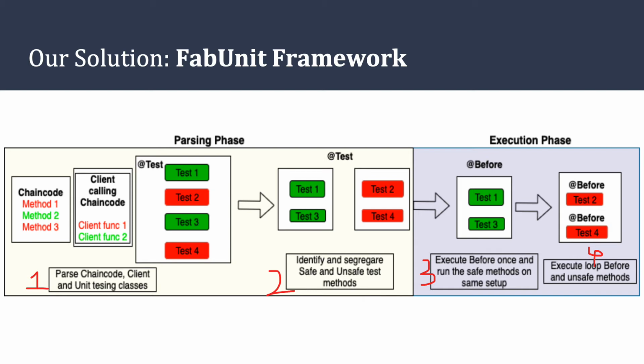The second phase is the execution phase. In this phase, we tweak the original execution flow to reuse the setup. We extended the JUnit4 runner class to create our own Fabric unit runner class. Have a look at step 3. The execution first runs the before method and then runs all the safe methods and the first unsafe method. And finally in step 4, we run the sequence of the loop of before and unsafe methods. This reuse of setup is expected to provide huge improvement in time, which we'll see in the results.